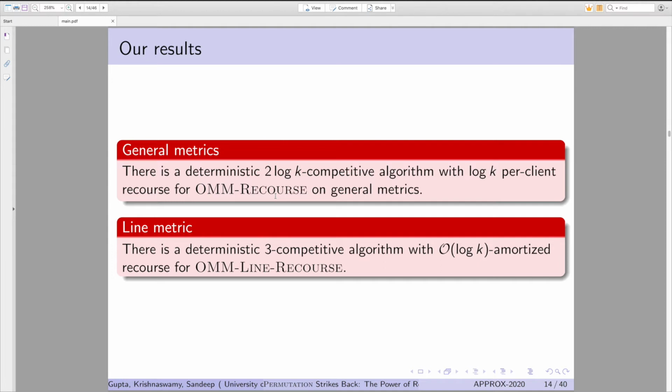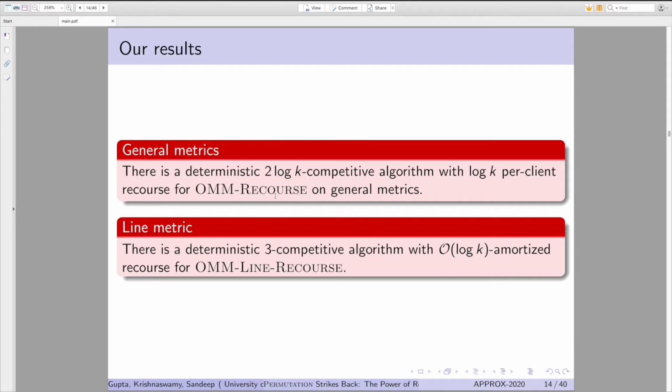And our main result is on the line metric, where we actually get an order one competitive algorithm with log k recourse. On the line metric without recourse, as mentioned earlier, we don't know any order one competitive algorithm, and that is an outstanding problem.